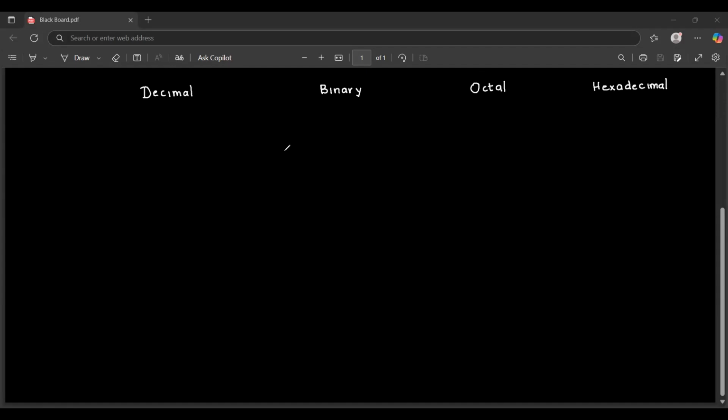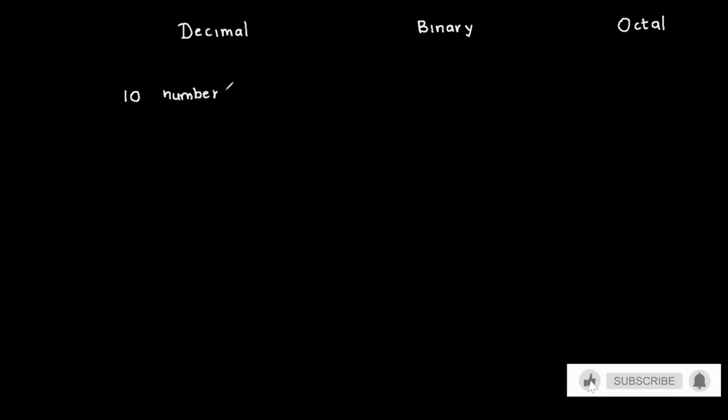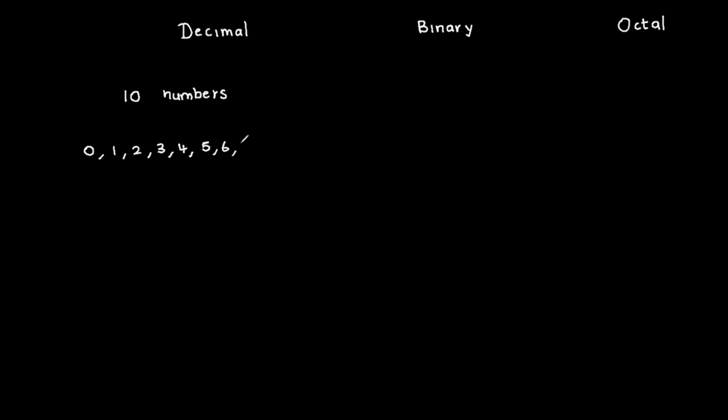So first of all, let's talk about the decimal number system. Decimal number system means it has 10 numbers. There are only 10 numbers that we can use in this specific number system. What are the numbers that we normally know? 0, 1, 2, 3, 4, 5, 6, 7, 8, and 9. These are the 10 numbers that we normally use in the decimal number system. This is the important thing that you have to keep in mind, because this is the main difference between all these number systems.